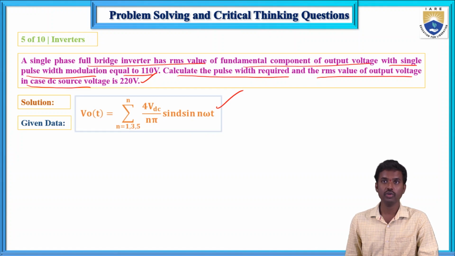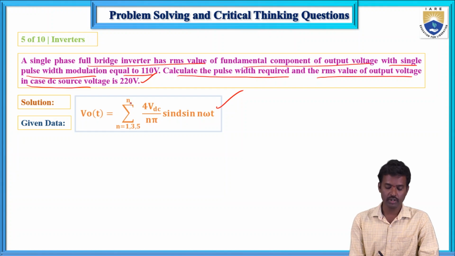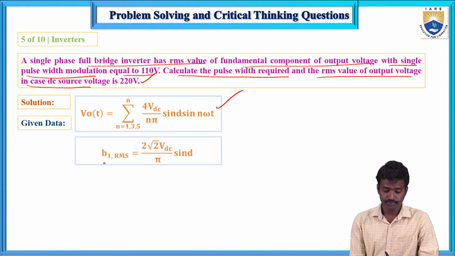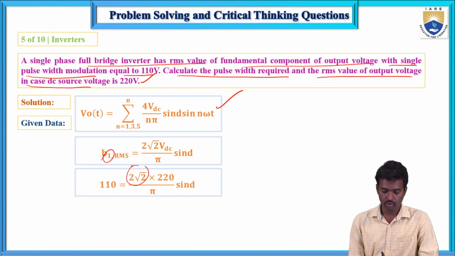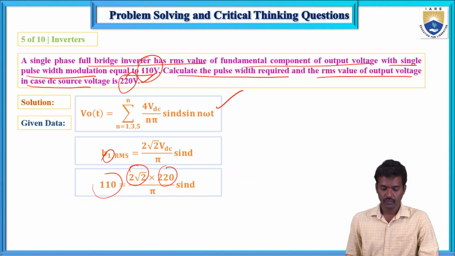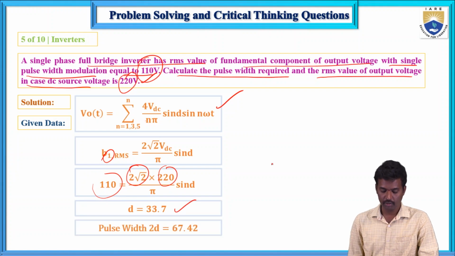So V0 equals sum over n equals 1, 3, odd numbers till n, of 4 VDC by n pi sin nd sin n omega naught t, and this RMS output voltage equals 4 VDC by pi sin d, divided by root 2, which means 2 root 2 VDC by pi. If you substitute n equals 1, the fundamental, this is 2 root 2, and VDC is 220 volts, and the D value you need to calculate. This output voltage is 110 volts. So the D value equals 33.36, and the pulse width 2D, multiplied by 2, equals 67.42.